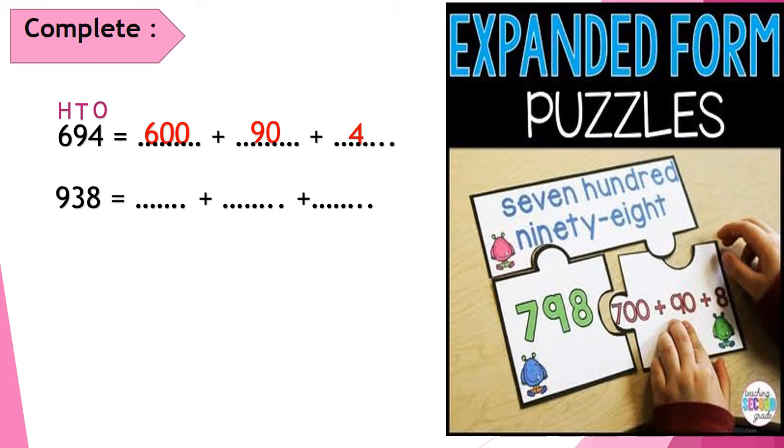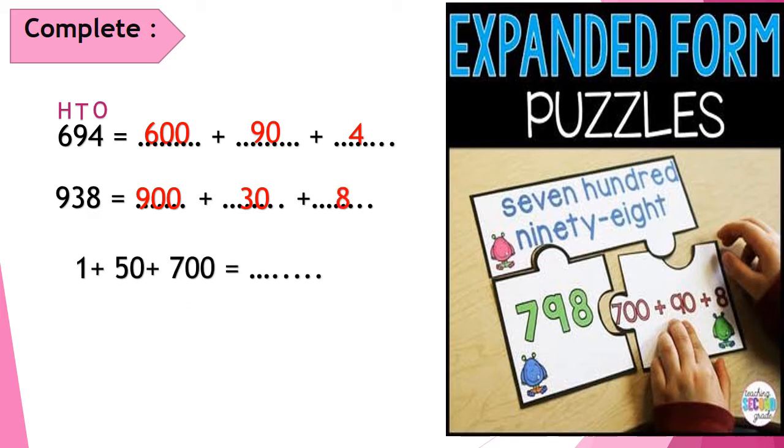Number 2, 938. We have here 9 in hundreds, 3 in tens, and 8 in ones. To write this number in the expanded form, we will put 2 zeros to the number in the hundreds, 1 zero to the number in the tens, no zeros to the number in the ones. Then 938 equals 900 plus 30 plus 8.